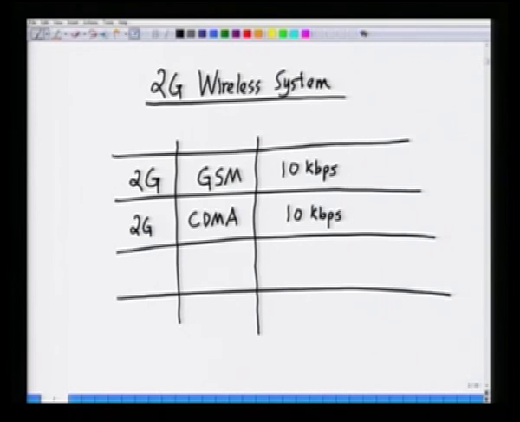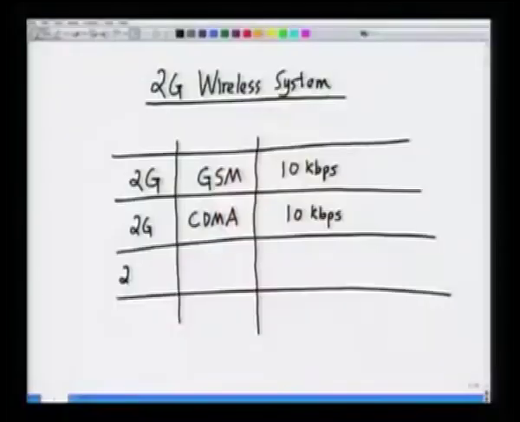Later, there were intermediate 2.5G or 2.5 generation standards that were developed to enable internet access, or what is technically known as accessing best effort packet data over cellular networks. The first is GPRS, which is General Packet Radio Service, and that has a data rate of approximately 50 kilobits per second to access packet data, or essentially to access the internet over your GSM mobile phones.